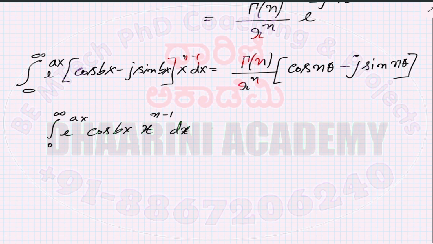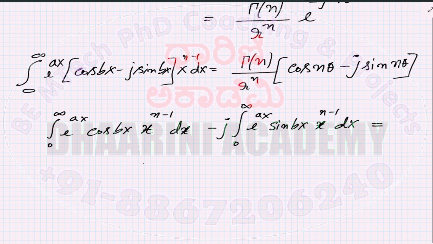Then I take the minus j times integral 0 to infinity. I'm writing the left side only. That is e to the ax, sine bx into x to the n minus 1 dx. This is the left hand side expanded. Whatever was the bracket, we opened that. So this should be equal to, now I multiply the gamma n by r to the n with sine theta and cos theta. That I'm going to multiply and write two terms now.